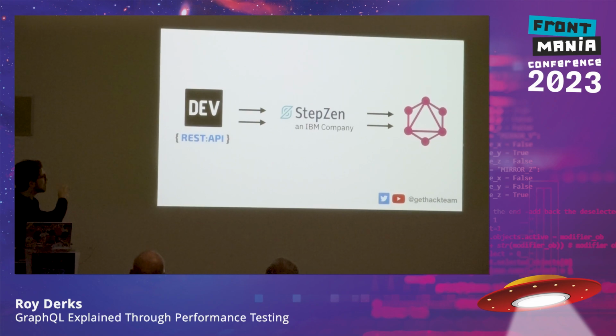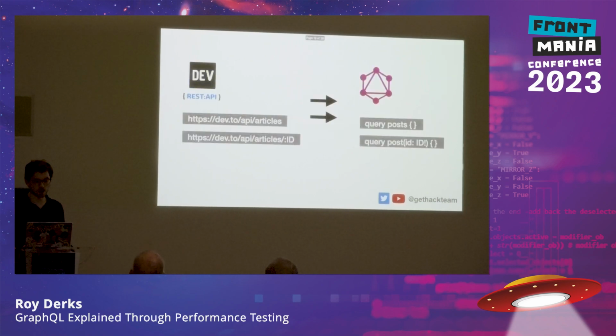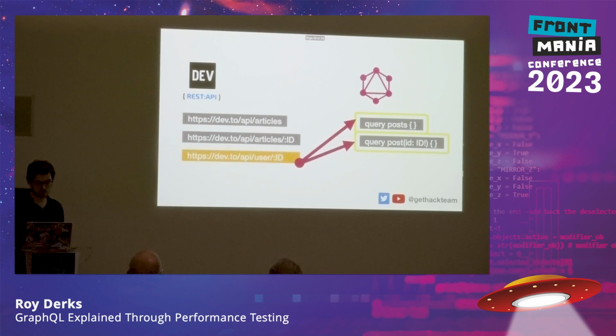I then turned the REST API into a GraphQL API using the StepSend engine, and in the end I would get a GraphQL API. So what we'll be using is the GraphQL API. And I've taken a couple of REST endpoints, and I transformed those into GraphQL queries. So a query to get a list of posts, and a query to get a single post. And what I also did, I took a third REST endpoint to get the user that wrote each of these posts, and I made a relationship with the other queries.